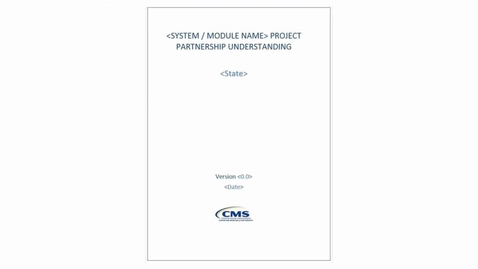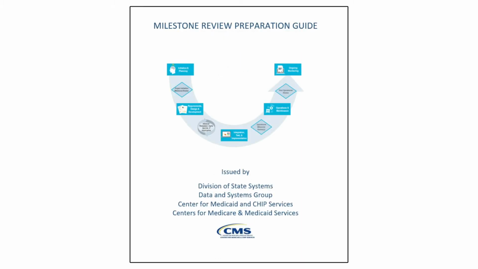The Project Partnership Understanding, PPU, is used to document decisions made between the state and CMS during the first activity in the life cycle. Finally, the Milestone Review Preparation Guide gives states practical advice on how to get ready for a milestone review. The checklists are found in a downloadable zip file.